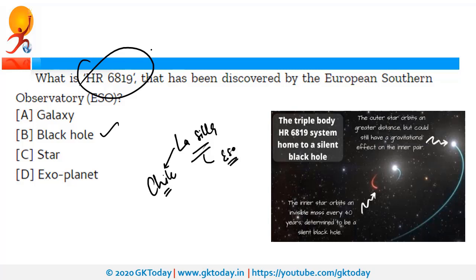So these were the most important questions of today's quiz. Now we are going to cover important news. So first news is related to the business section. Recently GSK, that is GlaxoSmithKline, announced its stakes in Hindustan Unilever for $3.35 billion.